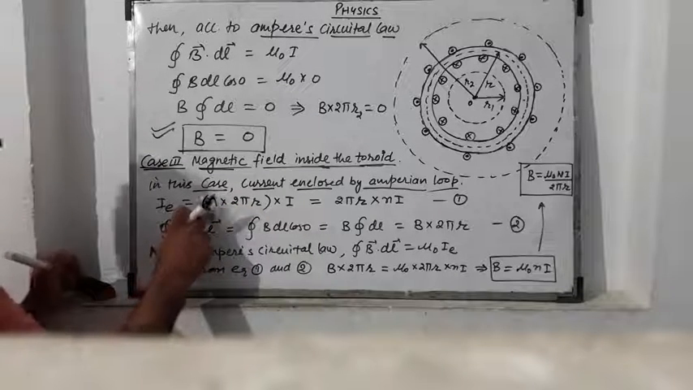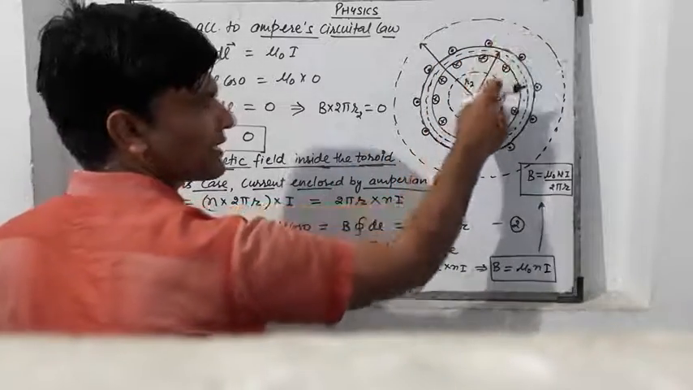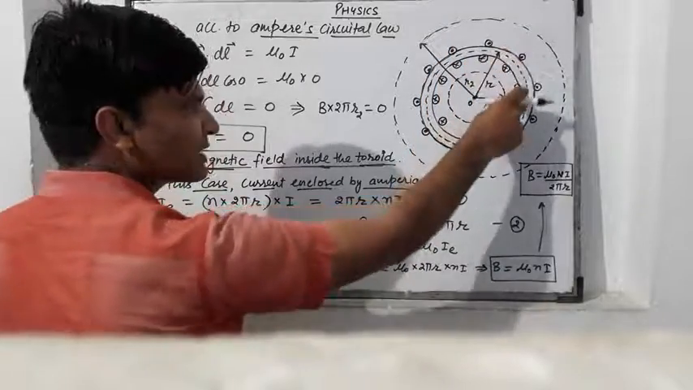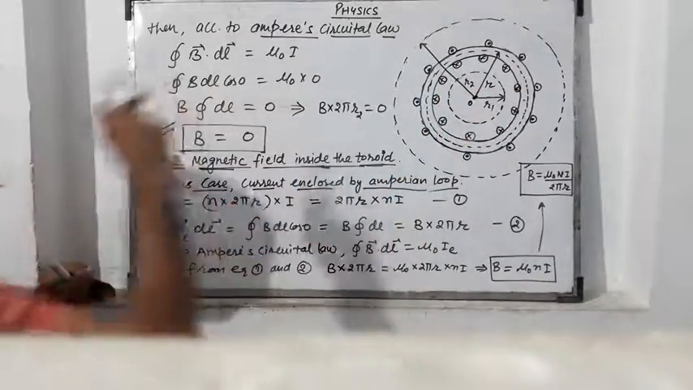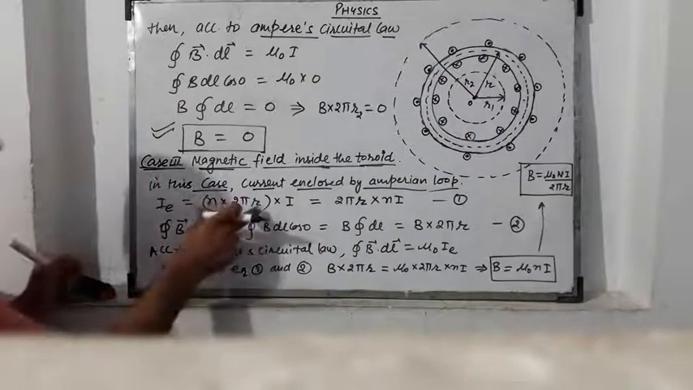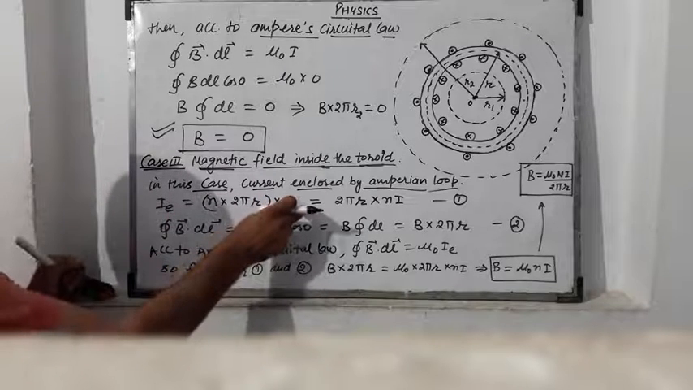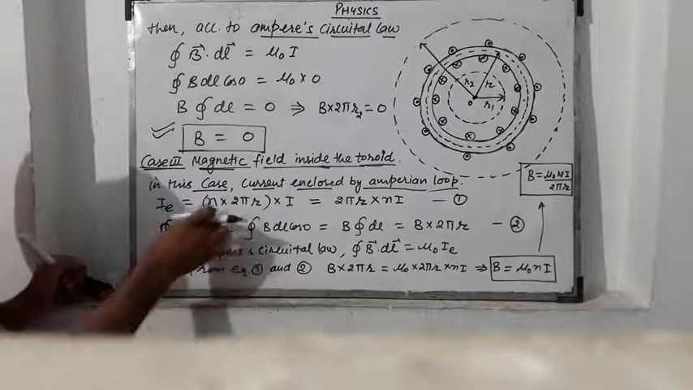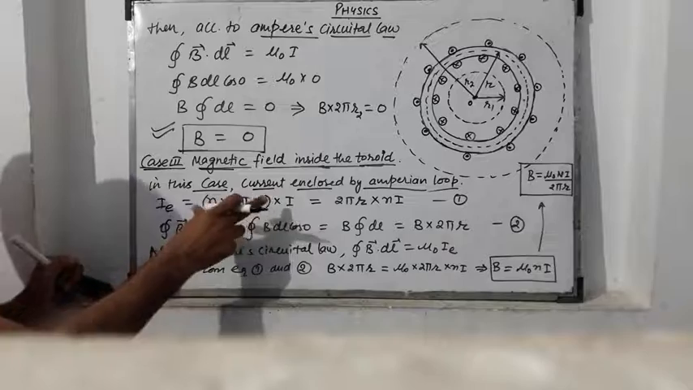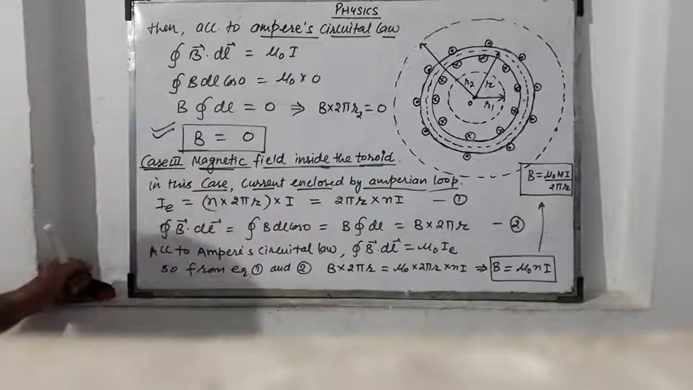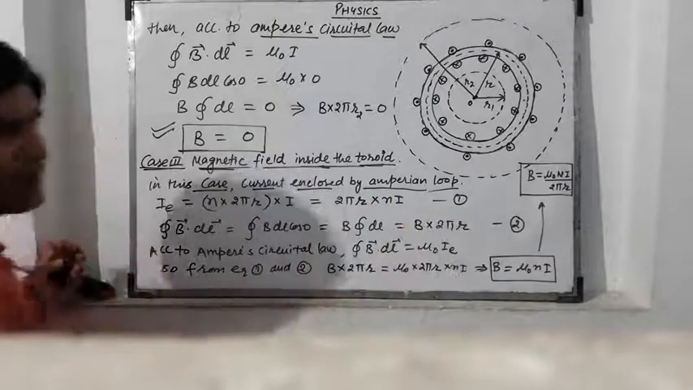Small n is the number of turns per unit length, and 2 pi r is the circumference, the total distance of the loop. So n into 2 pi r is the total number of turns, and I is the current in each turn. So n into 2 pi r into I is the current enclosed by the Amperian loop, that is equal to 2 pi r into nI. Equation number 1.